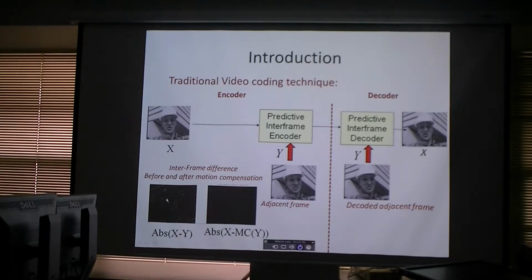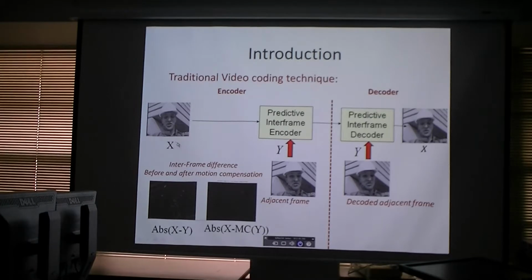From the figures, we can see that without performing motion compensation, the difference between frame X and frame Y is shown in this figure. The lighter pixels represent a large difference between frame X and frame Y, and the darker points represent a small difference. By performing the motion compensation between frame X and frame Y, the difference is shown in this figure. So we can say that the difference is smaller than the previous one without motion compensation. Then the difference will be encoded and sent to the decoder.